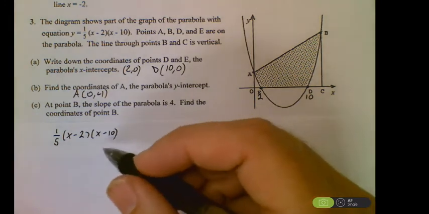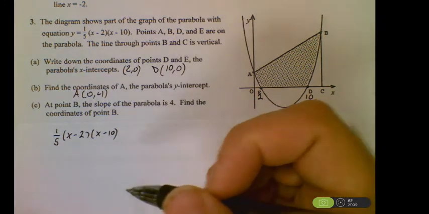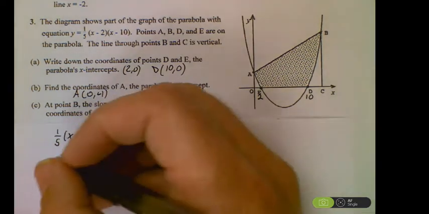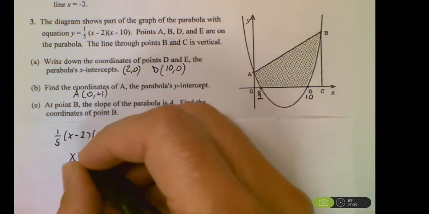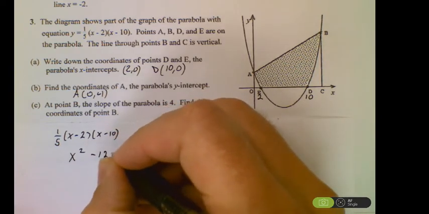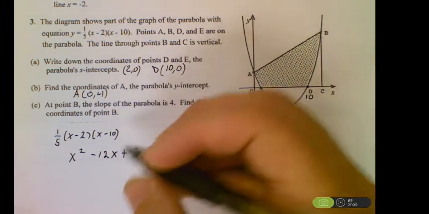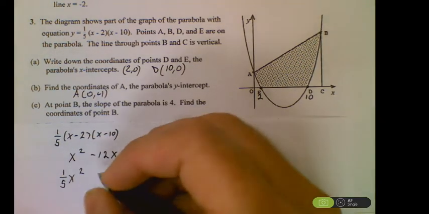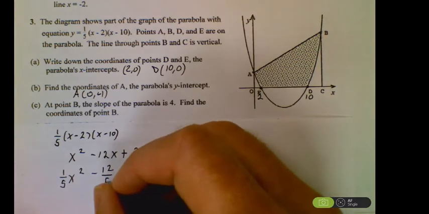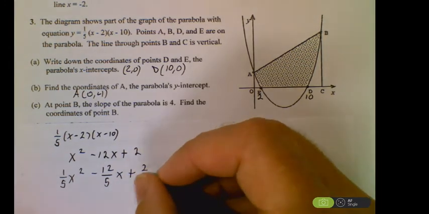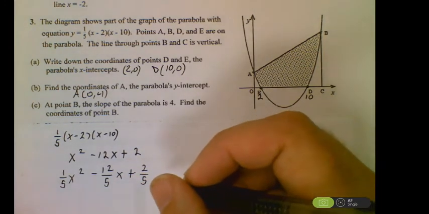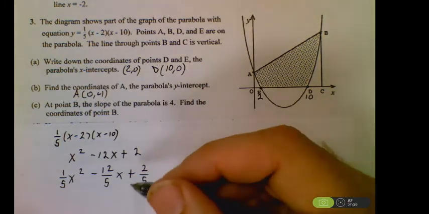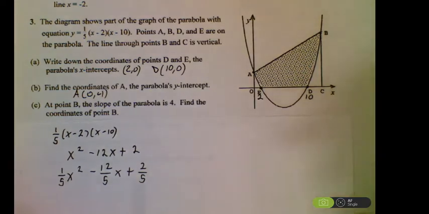That's going to help us solve for the x coordinate of point B. To do the derivative, you'd probably want to put that into a friendlier format. So you're going to FOIL and then distribute the 1/5. If you FOIL, you get x squared minus 12x plus 20. Now if I distribute the 1/5, I get 1/5 x squared minus 12/5 x plus 20/5. I haven't done a derivative yet. All I've done is put it into a friendlier format.